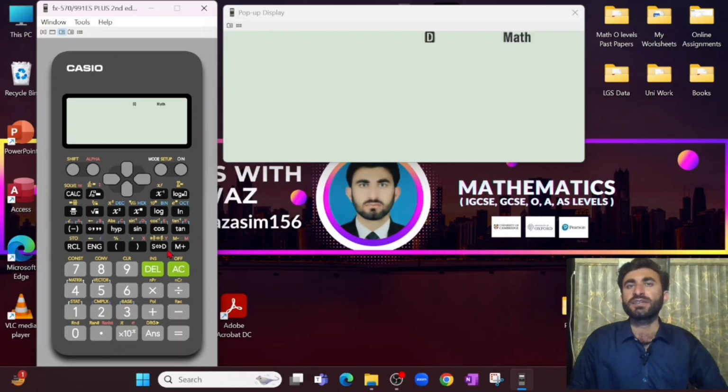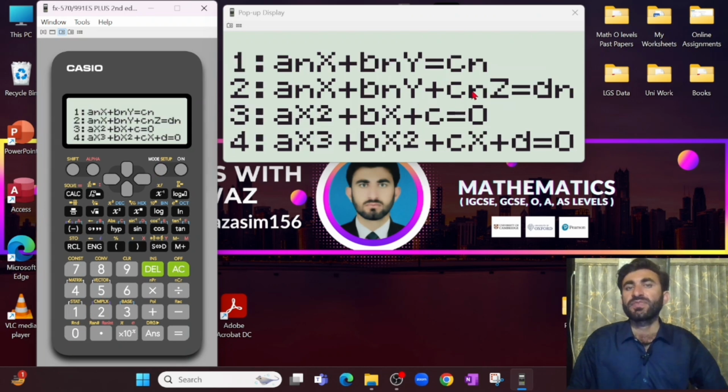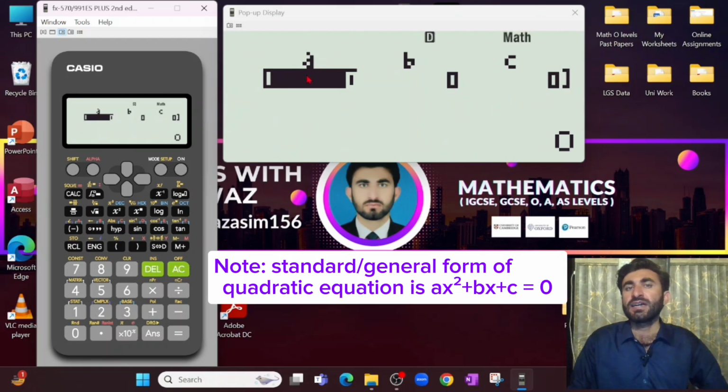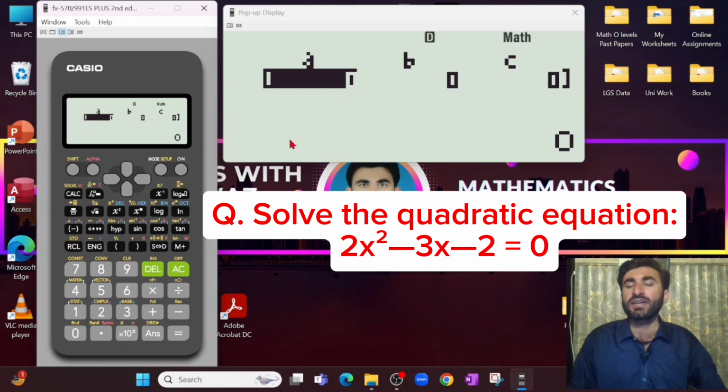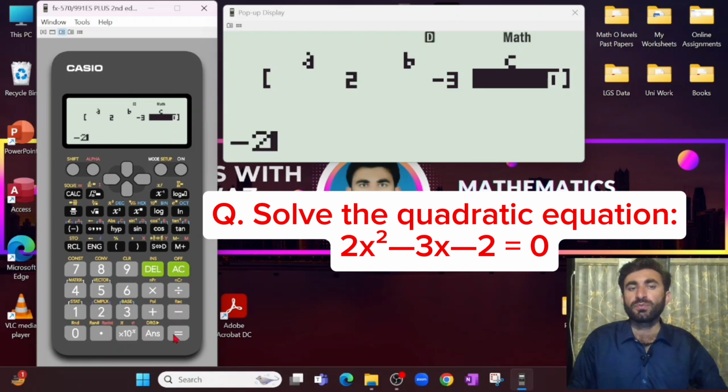In order to solve a quadratic equation in standard form, just follow the procedure. Press setup button, then press 5 which reads equation, then press 3 which gives a standard form of a quadratic equation. Now it asks for the value of A, B and C, and A is the coefficient of x square, B is the coefficient of x and C is the constant on left hand side. So I have taken an example which is 2x square minus 3x minus 2 is equal to 0. So here value of A is 2, then press equal to, value of B is minus 3, press equal to, value of C is minus 2, press equal to.